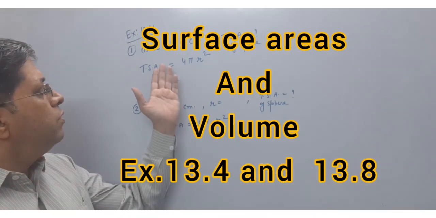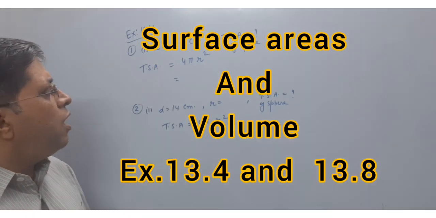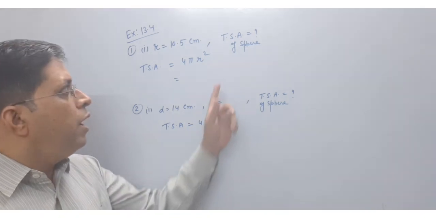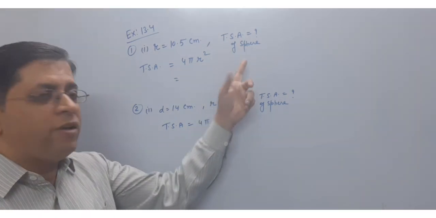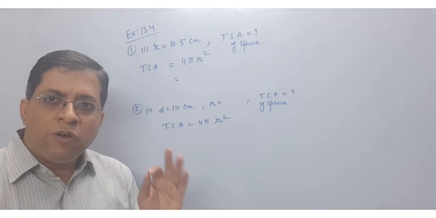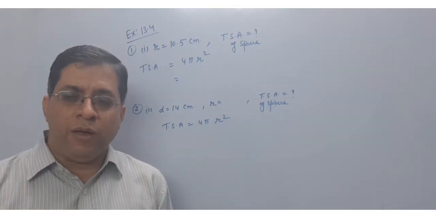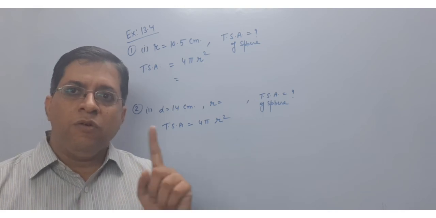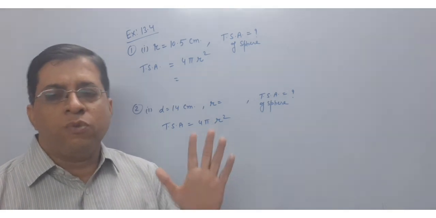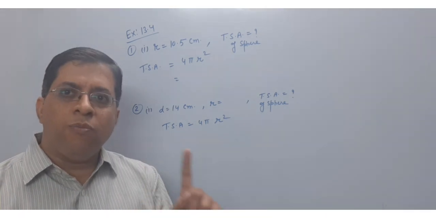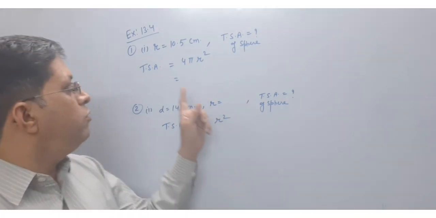In which we have given radius r. R is the radius of the sphere, and you have to find the total surface area of the sphere. First of all, you have to know what the TSA of a sphere is. TSA of a sphere is 4 pi r square. Okay, what is the TSA of a sphere? 4 pi r square. Now put values here.